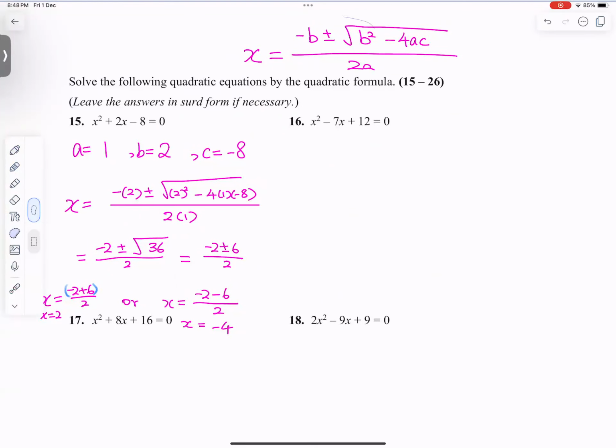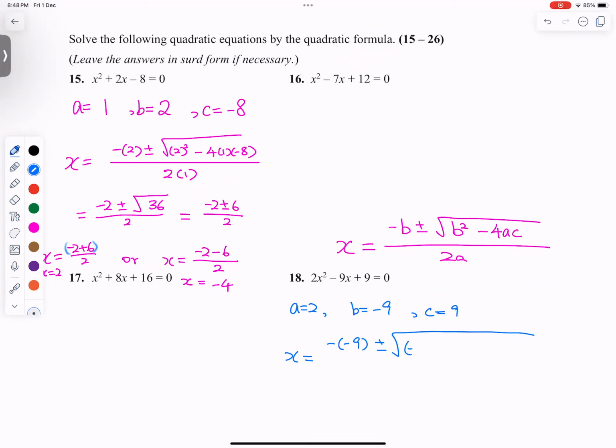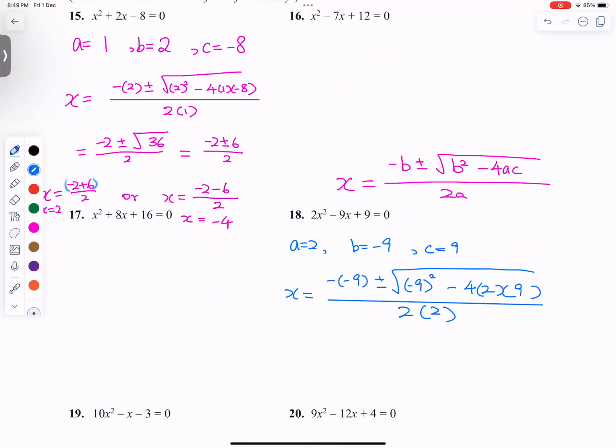Quadratic formula. Okay, so first A equals 2, and then B negative 9, and C 9, and then x equals negative bracket negative 9, plus minus square root of negative 9 squared minus 4 bracket 2, and then bracket 9, over 2 times 2. And then this one first, negative 9, you get 9 positive. How about inside? Negative 153. Huh? Wait, did you put a bracket?